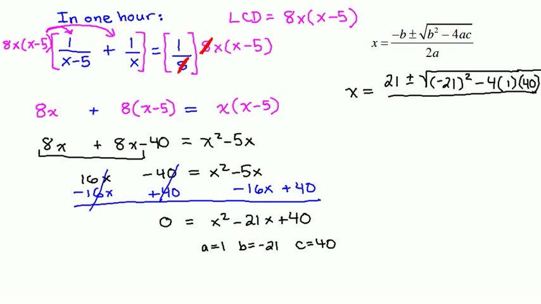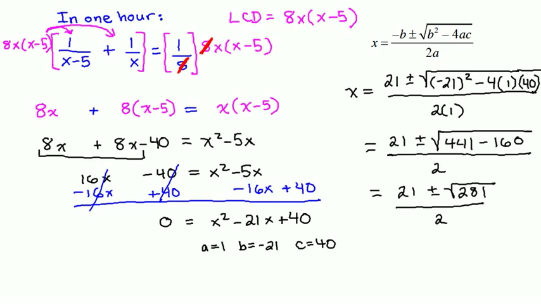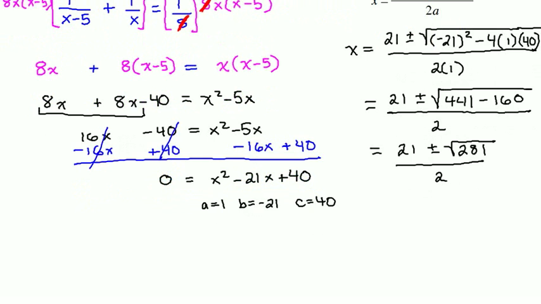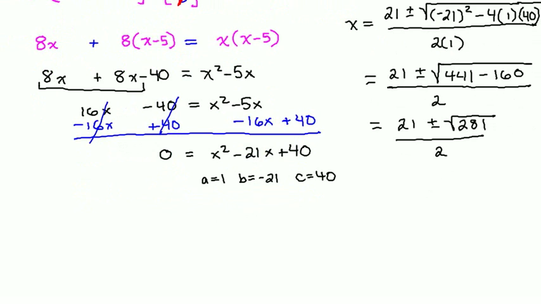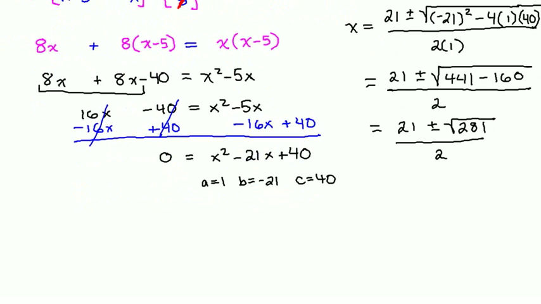All over 2a. So after plugging into the quadratic formula and simplifying things a little bit, I'm down to 21 plus or minus the square root of 281 over 2. Since this is an application and 281 is not a perfect square, we're going to get a decimal approximation here.